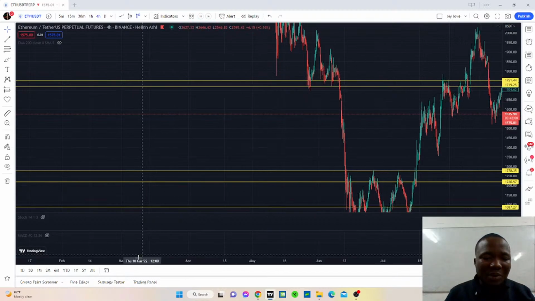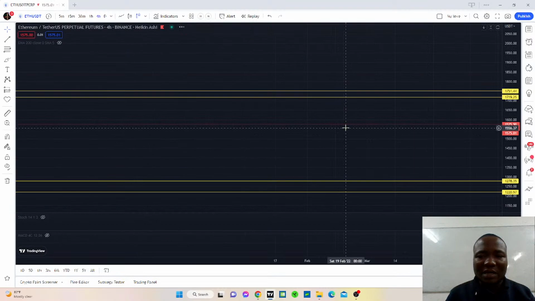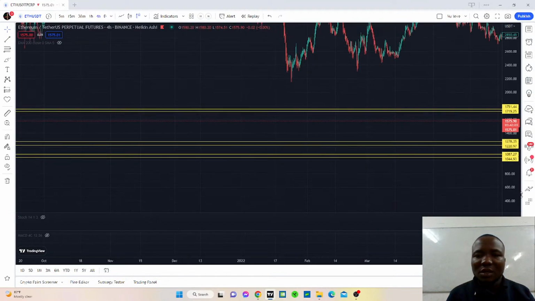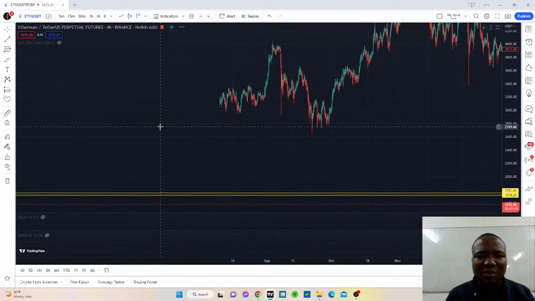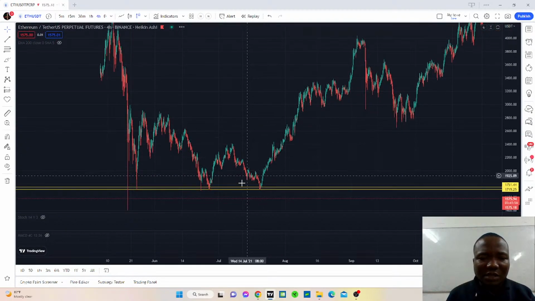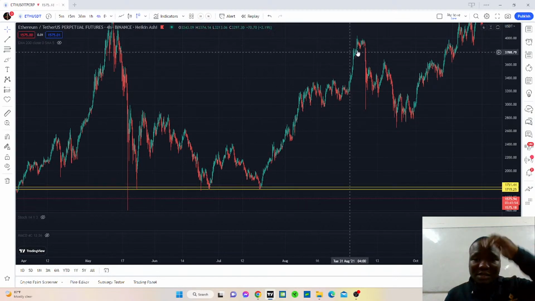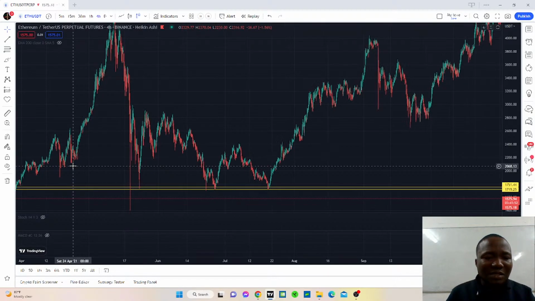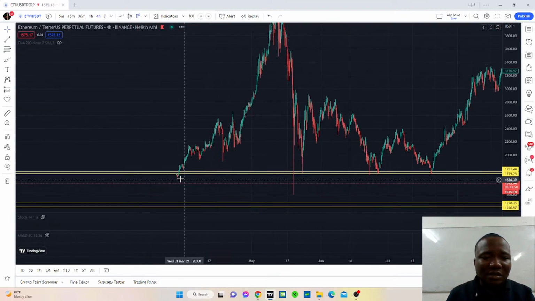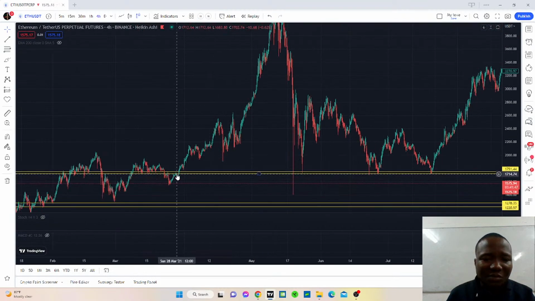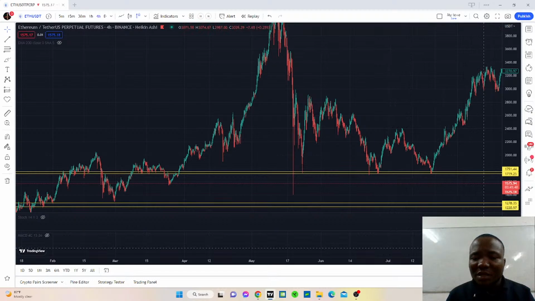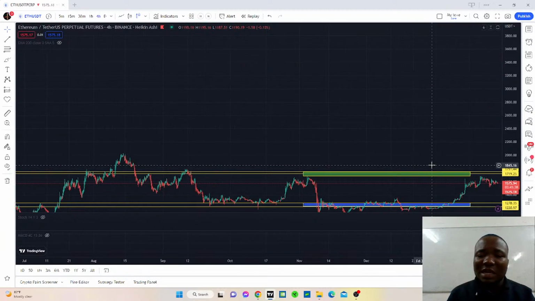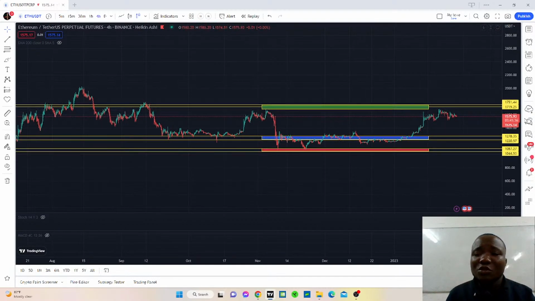You need to go back in time to check, to confirm the zone. You can see here it was supported here. You can see it was resisted a little bit. You can see it was supported all through here. So that makes it a valid support or resistance zone. That makes it a valid zone.